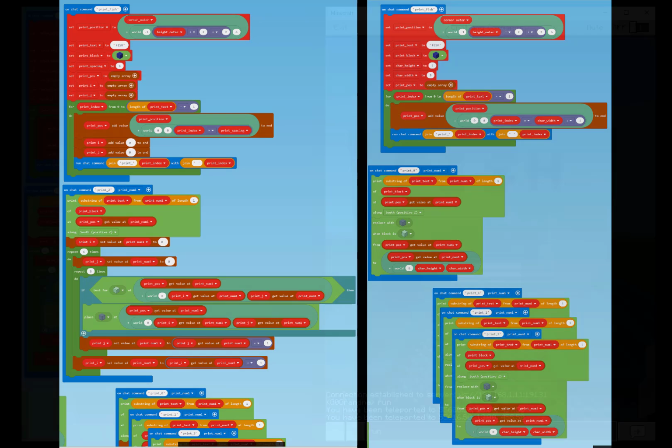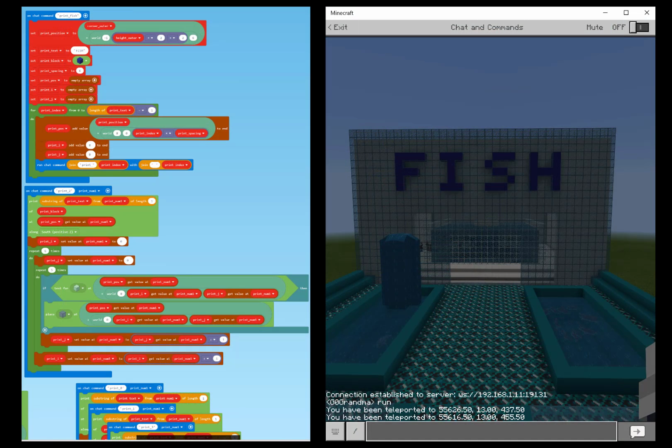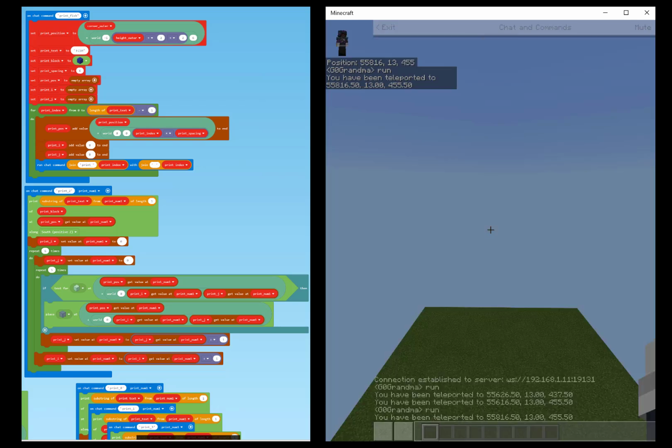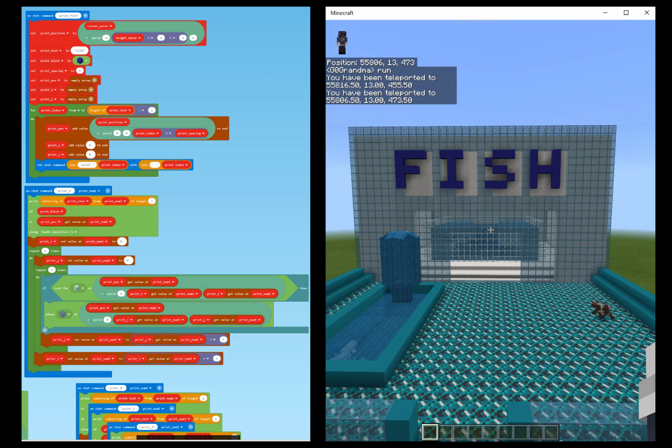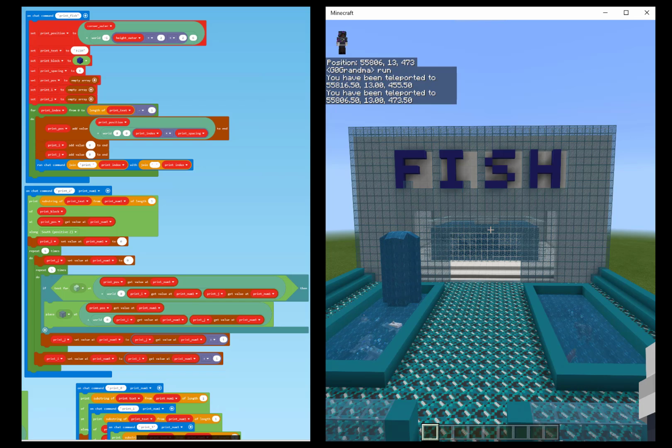Let's watch the slow code as it actually builds this prints fish. So there it goes, printing fish. And look how each individual block is tested and filled in with cyan if that is what is needed. Slow, slow, slow.